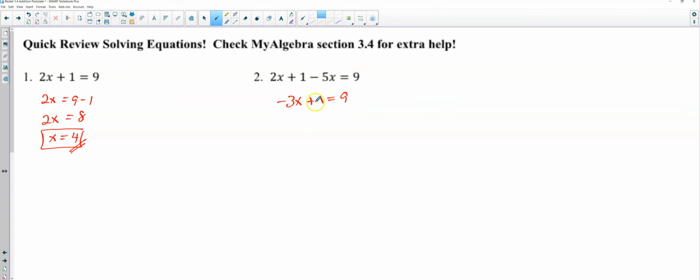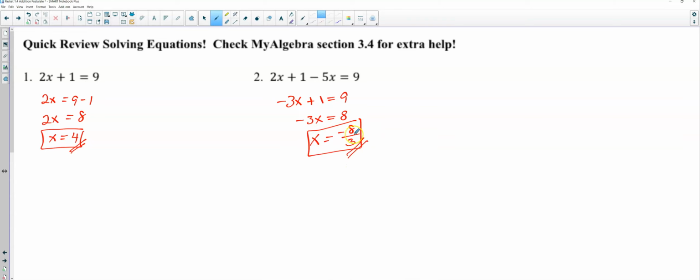Now remember that if you take this and put it on the other side, it'll become negative. So negative 3x equals 9 minus 1, which is 8. Once you have that, it's just a matter of dividing by whatever number is in front of x. So since you're multiplying by negative 3, you divide by negative 3. So x is equal to negative 8/3. And that would be your answer.